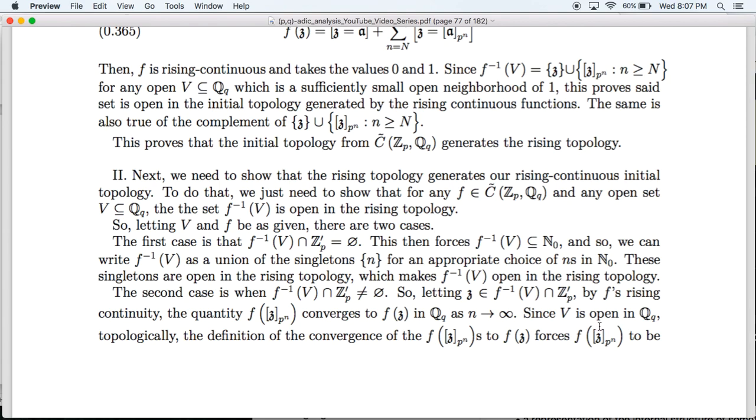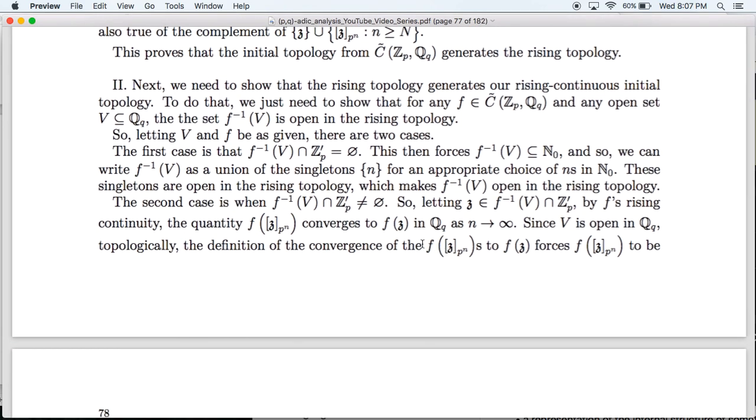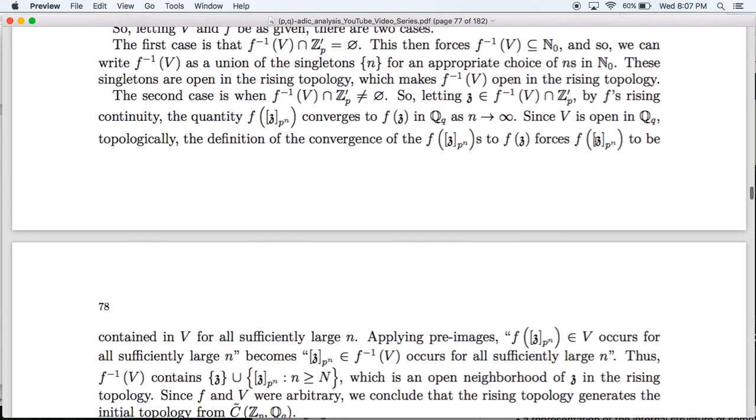So since V is open in Q_q, topologically the definition of convergence of the projections to f(z) forces f(z mod p^n) to be contained in V for all sufficiently large n. Applying preimages, we see that f(z mod p^n) contained in V occurring for all sufficiently large n is then the same thing as the projection of z mod p^n being contained in the preimage for all sufficiently large n.